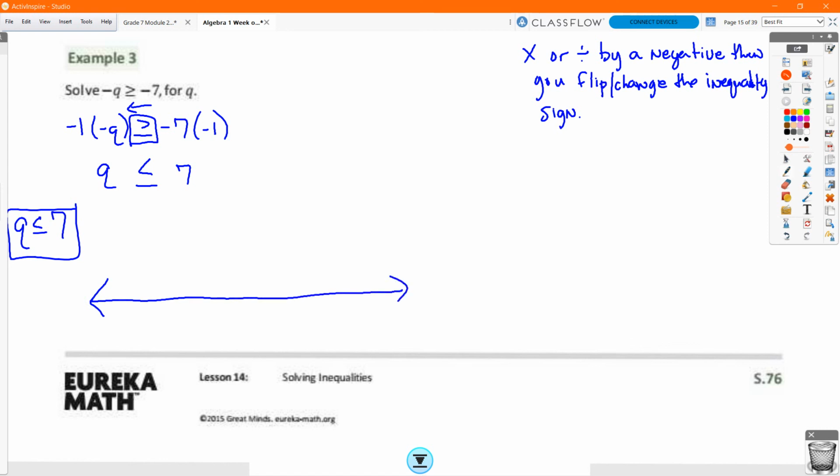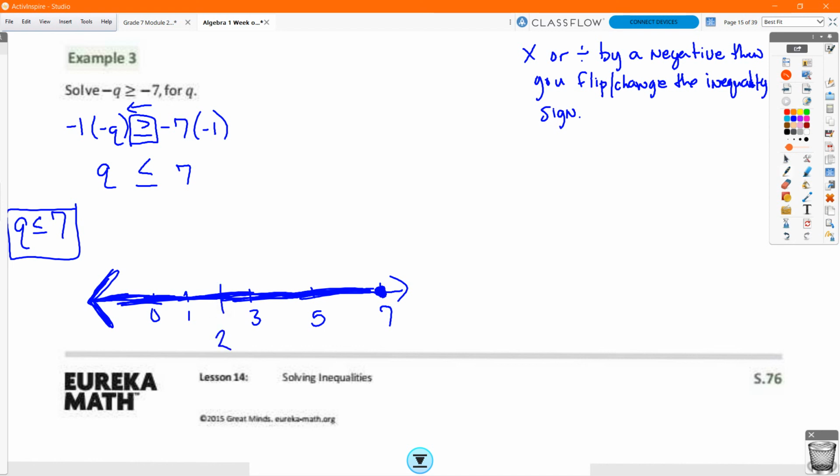So here is 0, here's 1, 3, 5, and 7, okay? We're going to include 7. And then we're going to do every value to the left because we're going less than. All right. Now, why is this? Choose a value on this. Let's go with 2.